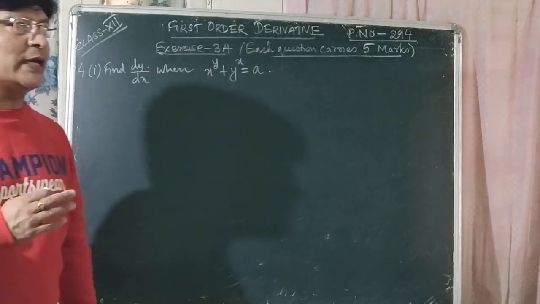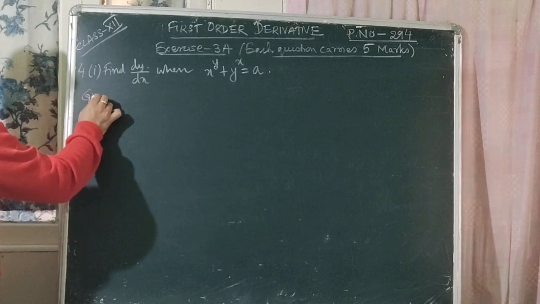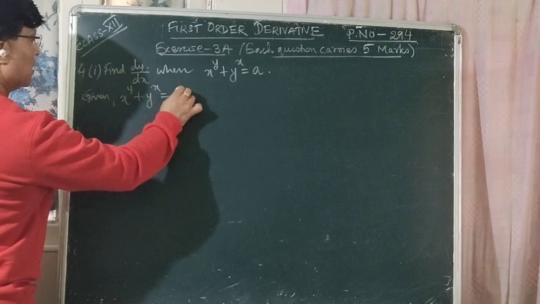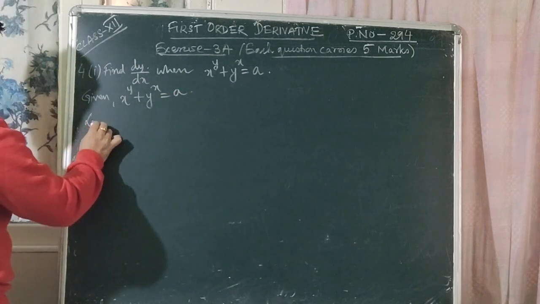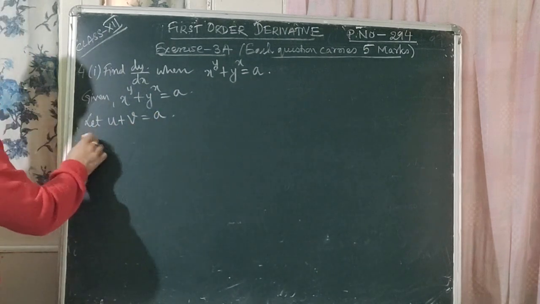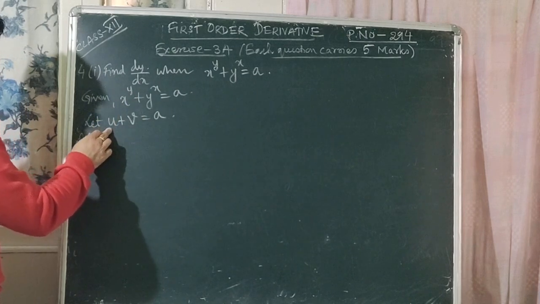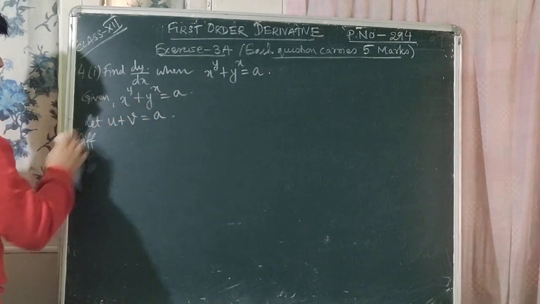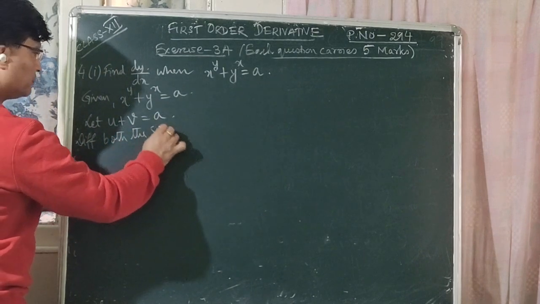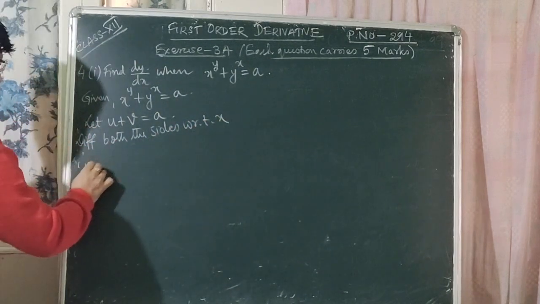So in this case we can use u plus v is equal to a. So here what is given? Here given is x to the power y plus y to the power x is equal to a. So let u plus v is equal to a. So let us differentiate both the sides with respect to x now. Here x to the power y is assumed as u, y to the power x is assumed as v. So differentiating both the sides with respect to x. So what do we get?